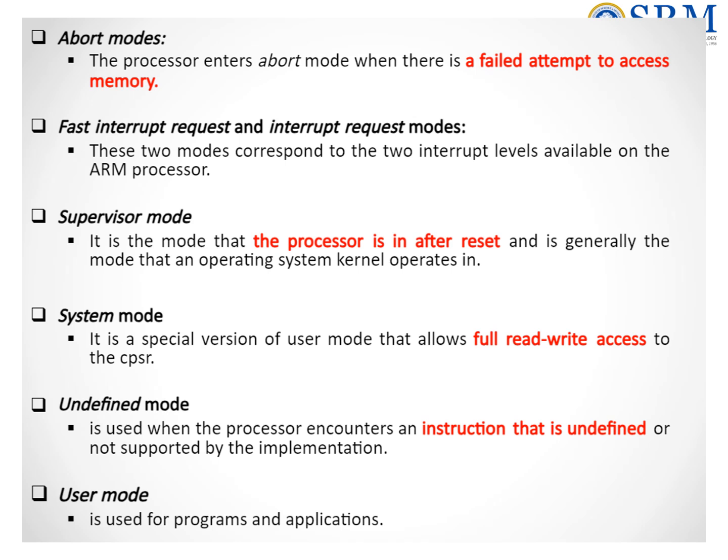Abort mode: the processor enters abort mode when there is a failed attempt to access memory. Fast interrupt: this mode corresponds to the two interrupt levels available on the ARM processor. Supervisor mode: the processor is in this mode after reset, and it is generally the mode that an operating system kernel operates in. System mode is a special version of user mode, with full read-write access to CPSR. Undefined mode is entered when the program encounters an instruction that is undefined. User mode is used for programs and applications.